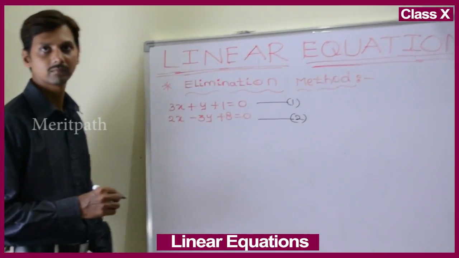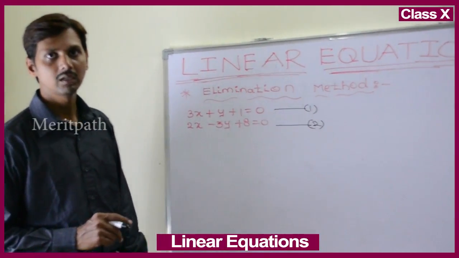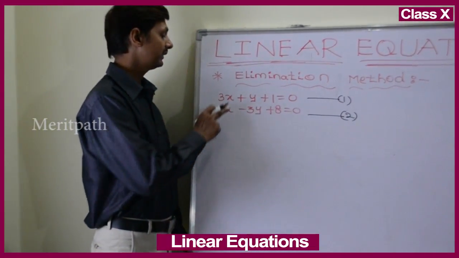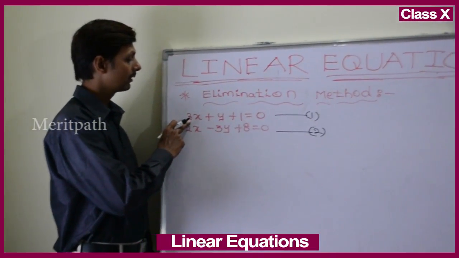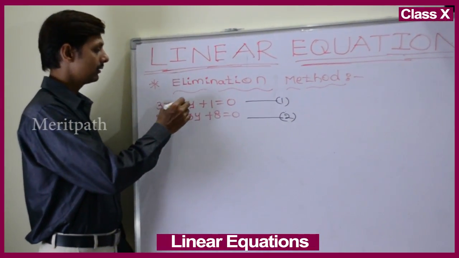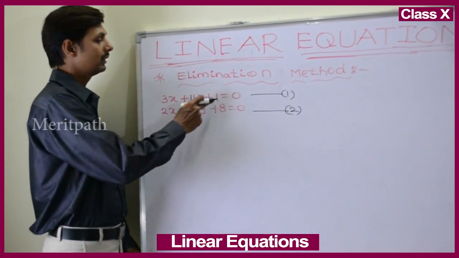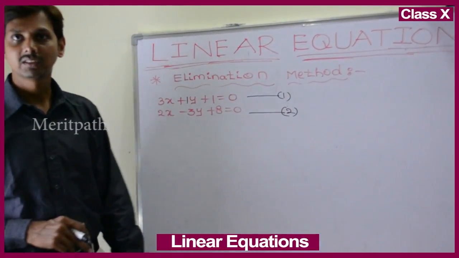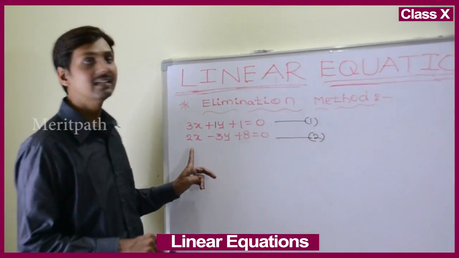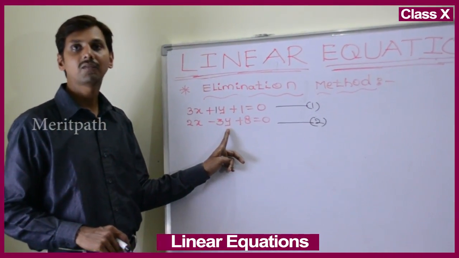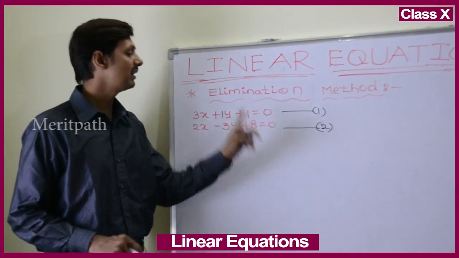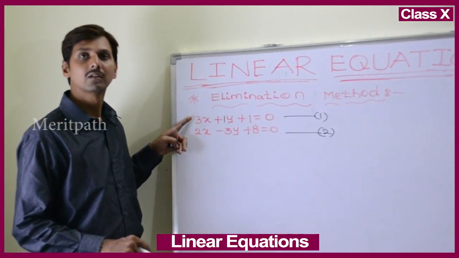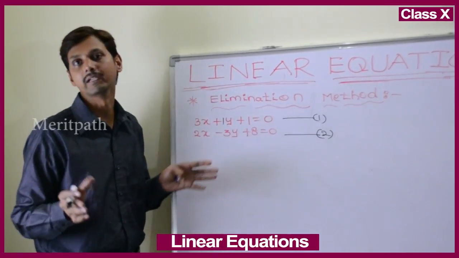First one, second one. In the elimination process, we need to observe the coefficients of the variables. Here the coefficient of the variable x is 3, the coefficient of y is 1, and this is a constant number. The coefficient of x in the second equation is 2, and the coefficient of y in the second equation is -3, and + 8 = 0.